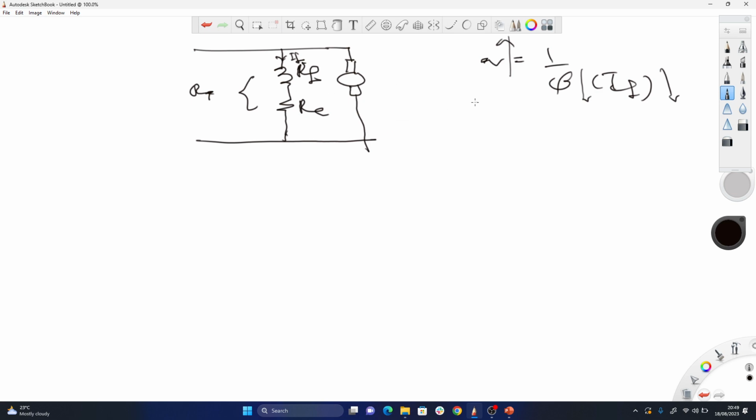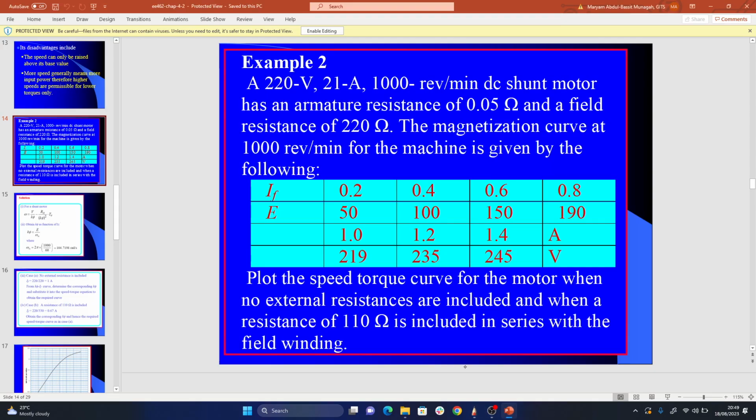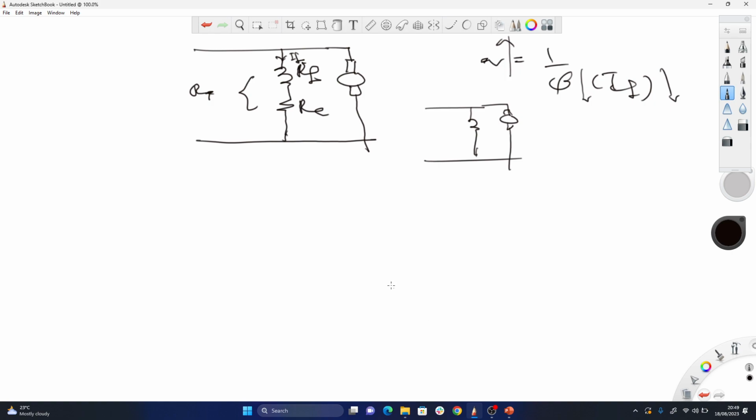First case is the normal one. So first case is like you have your RF here, you have your RA here like this. Then second case is plus an external resistance. So we know that once I'm adding an external resistance, I'll reduce the current, reduce the phi, and increase the speed. So that one is going to occur at a higher speed.